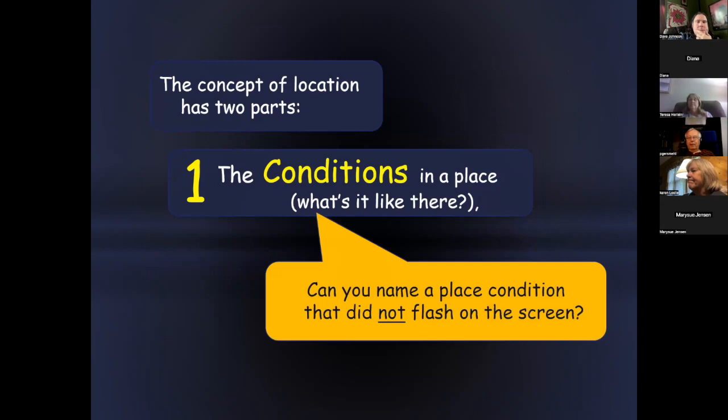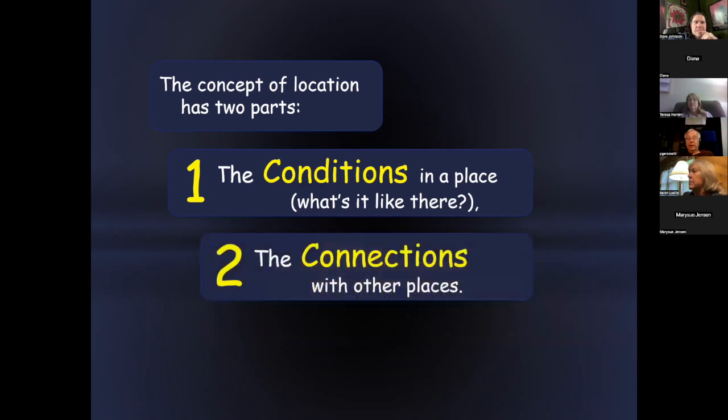And then again, you could stop for a little while and say, I've flashed up 7 things here. Name me another condition that did not flash up on the screen. Here again, you're going to find out about your kids' prior knowledge by what else they think might be a part of the condition of the place. It could be the slope of the land, or whether you've got good drinking water. Well, the problem is some of them are going to be real blurry here, because there's another part: the connections with other places.